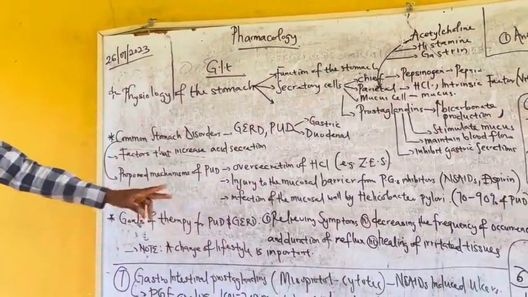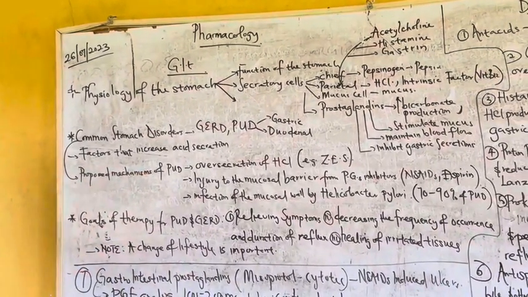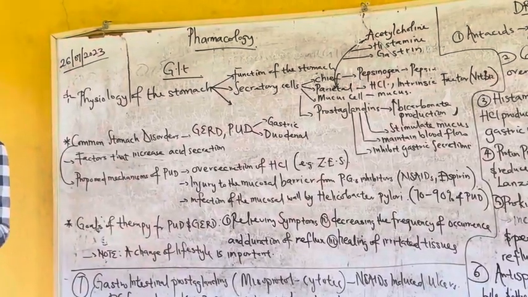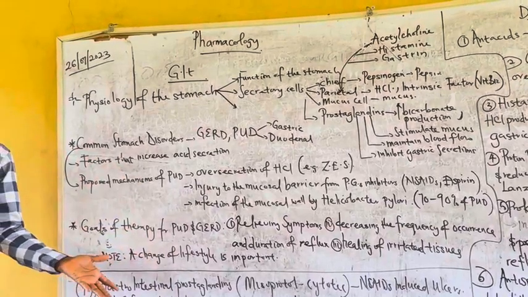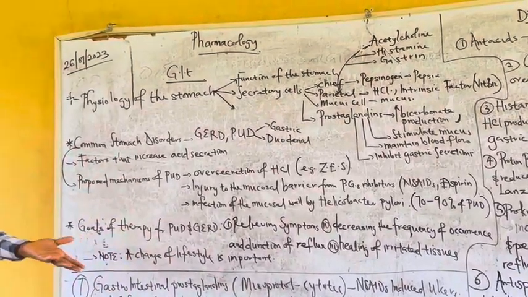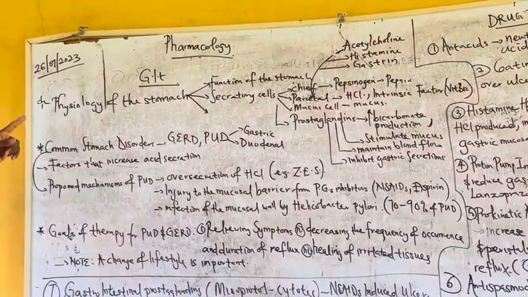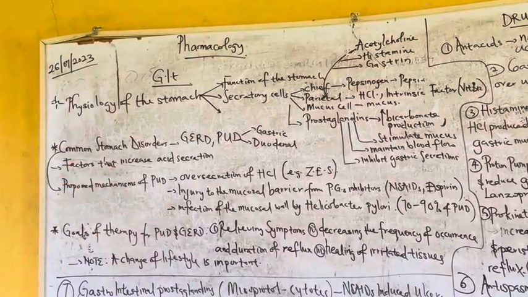And the third point is that you want to bring about the healing of the tissue. If the tissues don't heal, you still have what? Ulcer. So it is the healing of the tissue that will stop the ulcer. So you want to relieve symptoms, decrease the frequency of occurrence and the duration of reflux, and also ensure that the tissues are healed.